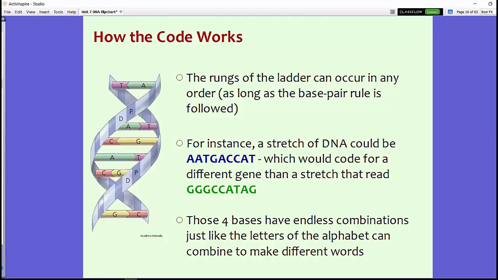Now, there are endless combinations with these four bases. Just like letters of the alphabet, they can combine to form many different words. And again, later on in some of these videos, we'll see exactly how this happens and how to code for different proteins.